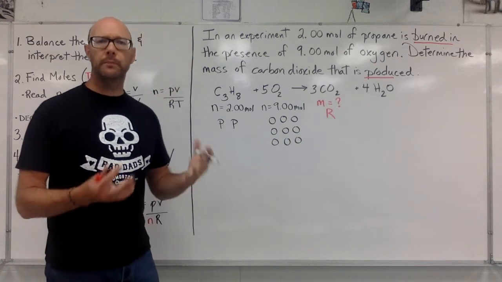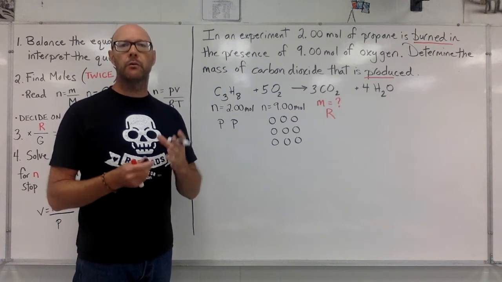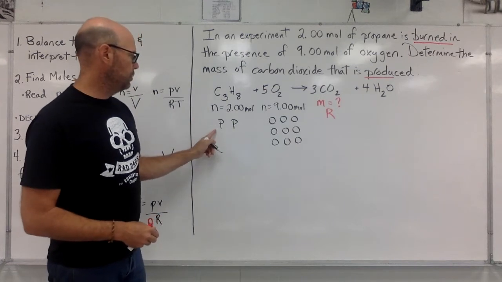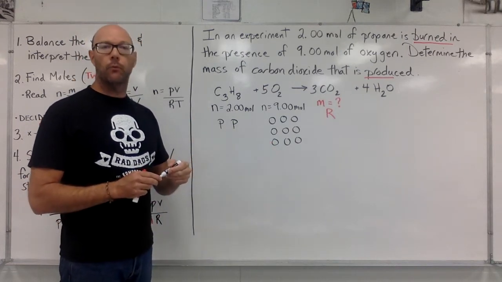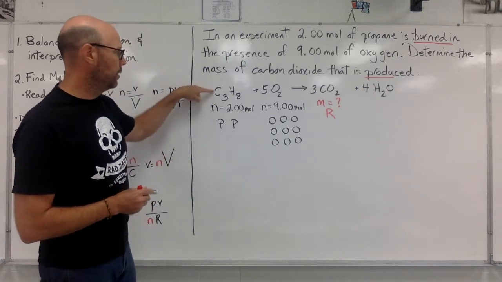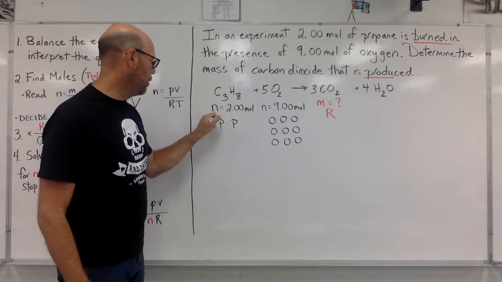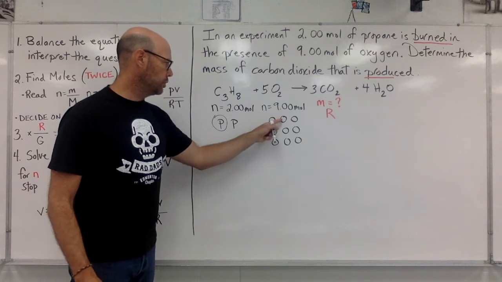Now, normally we wouldn't be doing all this work. We would just be thinking about these numbers in our mind. However, because this is our first example, let's take it slow. 2 and then 9. P's for propane, O's for O. And let's work out the reaction. 1 reacts with 5. So the first time through, one of these P's reacts with 5 O's. 1, 2, 3, 4, 5.